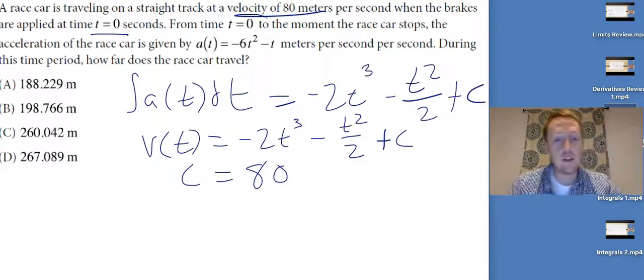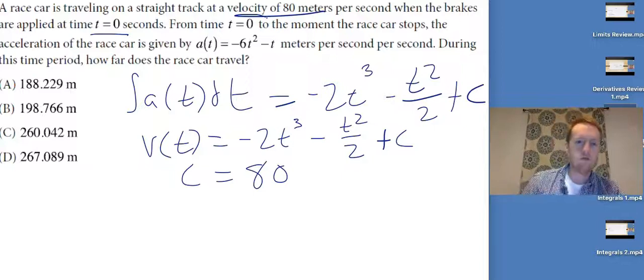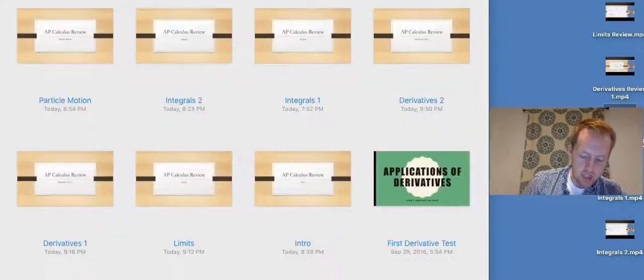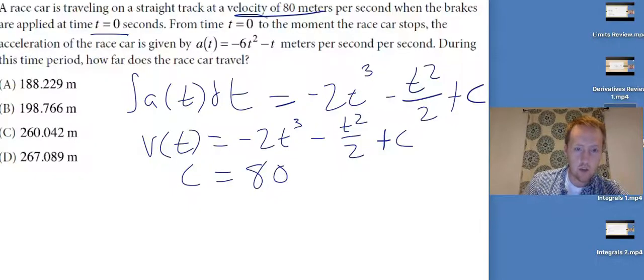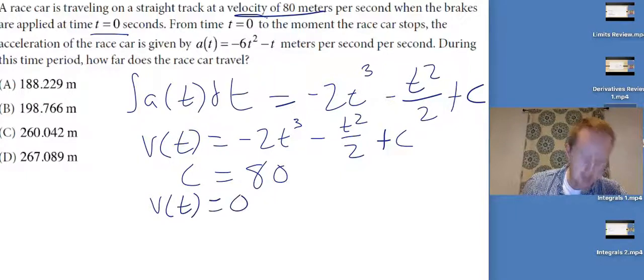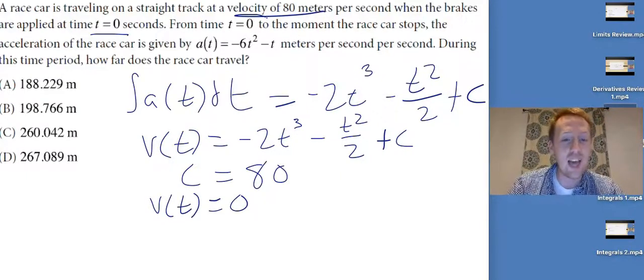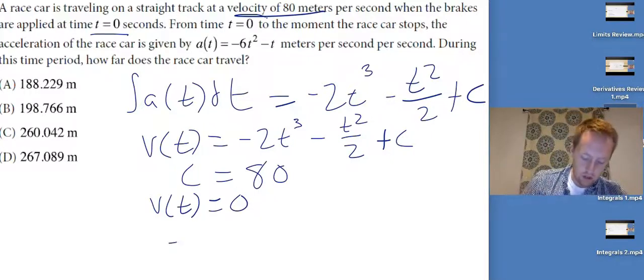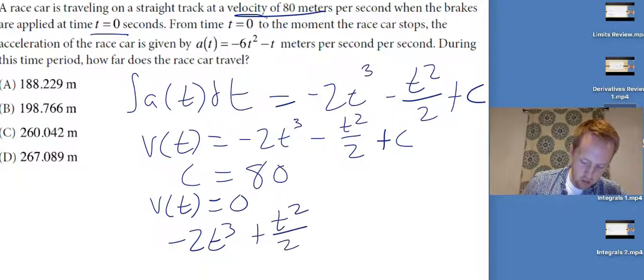So now what I need to do is integrate the velocity function from 0 until the moment the race car stops. When is that? Well, that would mean the velocity is 0. I need to find the value of t that does that. So what I'm going to do is set negative 2t cubed plus t squared over 2 plus 80, because remember we found that c was 80, equal to 0.